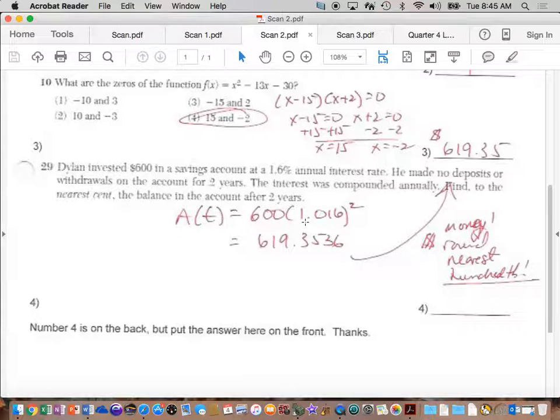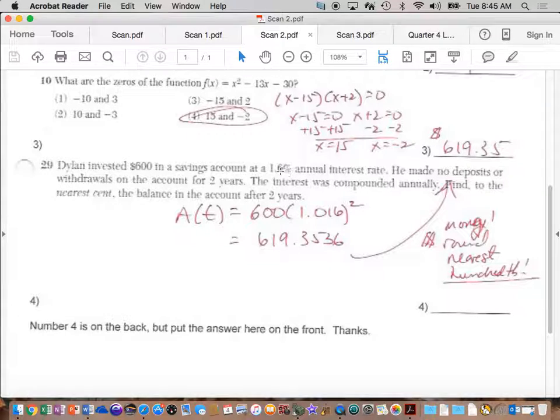Next, do you have 1.016 right here? How do you even get that number? Okay, it's always 1 plus or minus the interest rate as a decimal. So this says 1.6%, but it's a percent. So to make it a decimal, I have to move 2 to the left. So it's 0.016. And then because it's in an account that's compounding interest, it's going up. So I do 1 plus 0.016, and that gives me 1.016. And then it says 2 years, so the exponent is 2.